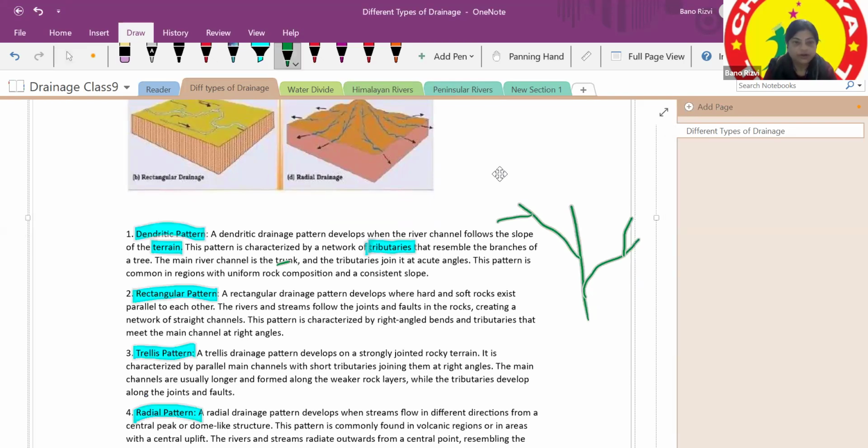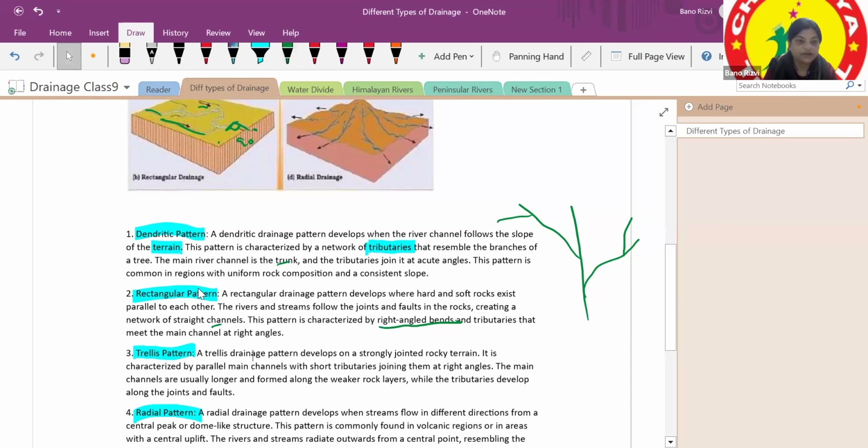A rectangular drainage pattern develops where hard and soft rock exist parallel to each other. So you see there is hard rock and soft rock parallel to each other. The rivers and streams flow along the joints and faults in the rock, creating a network of straight channels. So there are straight channels here, this way, and then this way. The pattern is characterized by right-angled bends. You see the right angle here, 90 degrees, and tributaries that meet the main channel at right angles. So these are rectangular drainage.